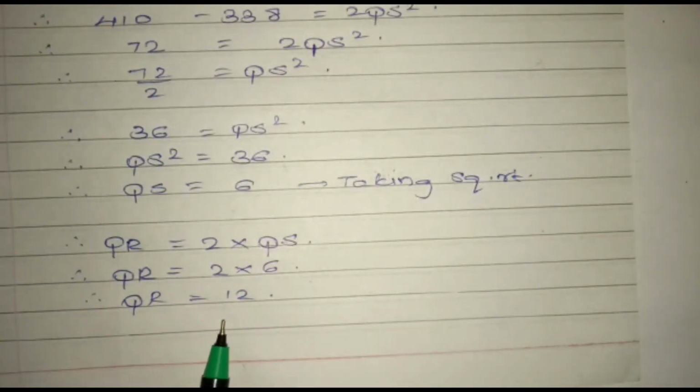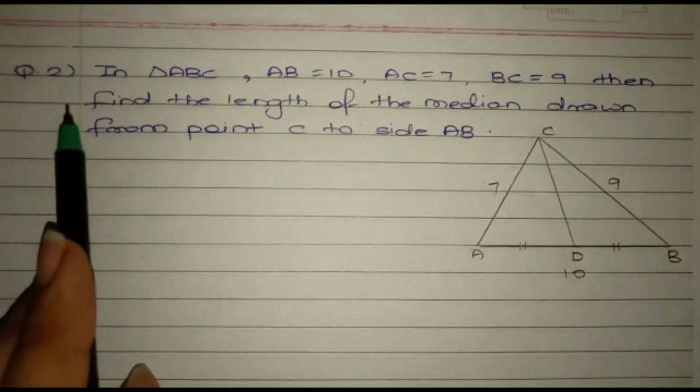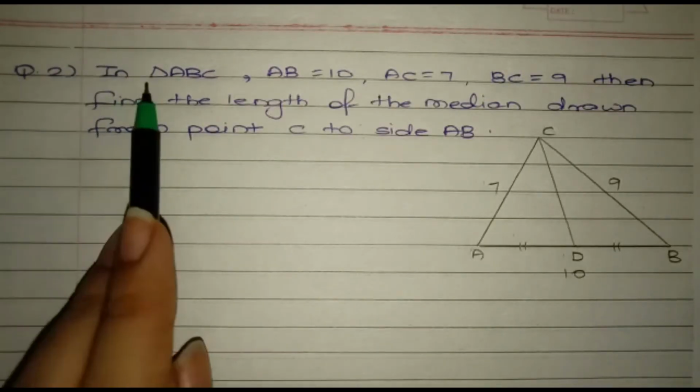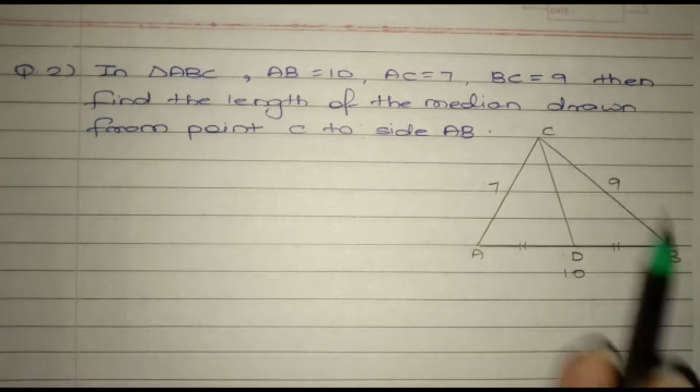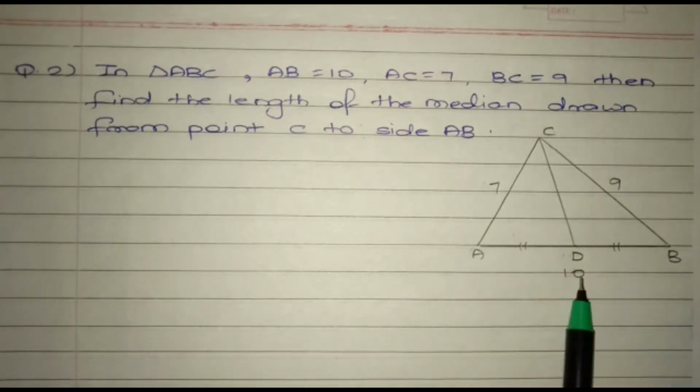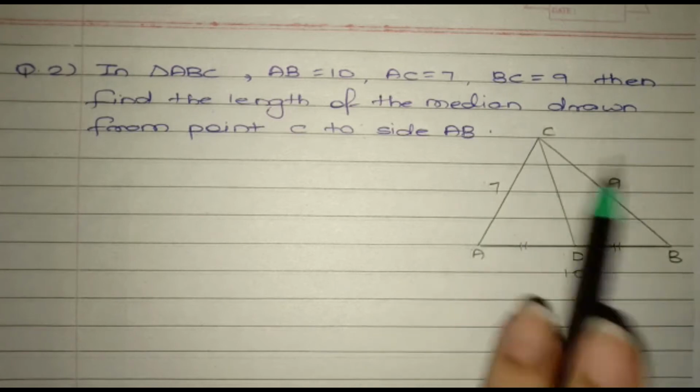Now let us start with the second question. Question 2 of practice set 2.2 says that in triangle ABC, AB is 10, AC is 7, BC is 9.